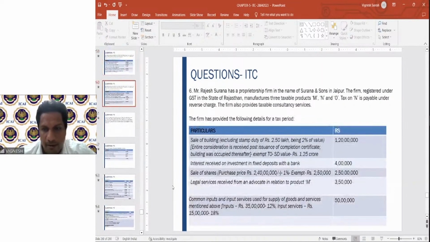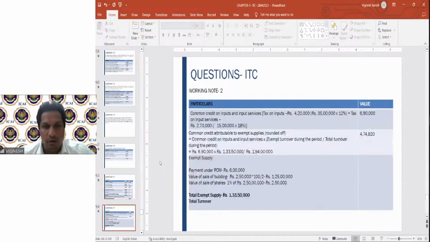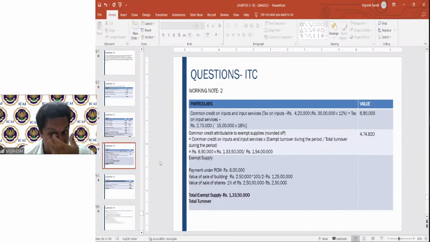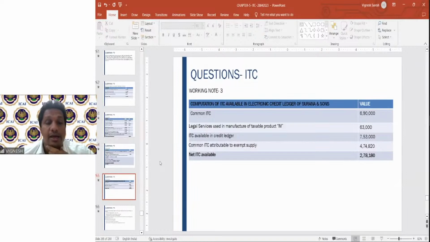Yes, for total turnover, you have to take that interest also. You have to take that 4 lakhs interest on FD also. Then you will get the total amount as 1 crore 94 lakhs. So 6,90,000 is common credit. You know the exempt turnover, you know the total turnover. The common credit attributable to exempt supply is 4,74,820.